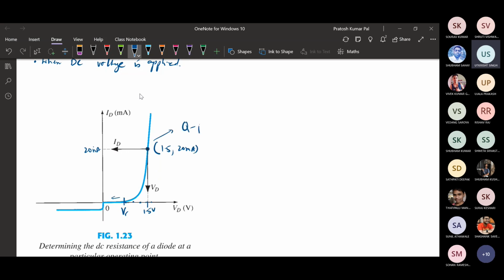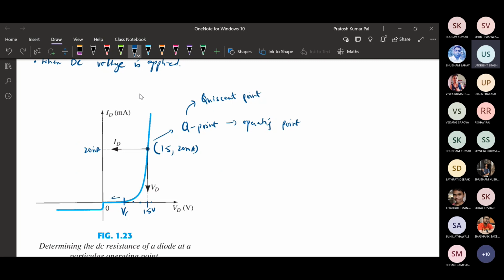called Q point. Okay, so Q point, or we can call it operating point. So this Q point and operating point, Q point is called a quiescent point. Quiescent point means the point that is still, that is not varying. Okay, that will be like DC point. A Q point, a quiescent point, operating point, we can say.